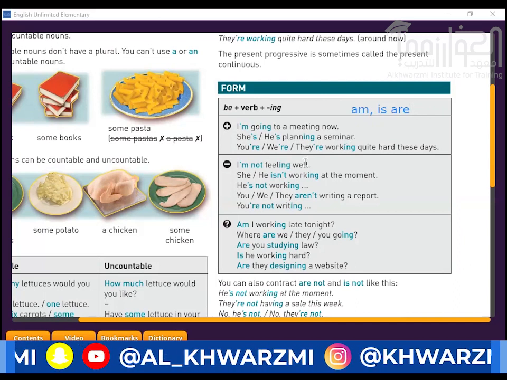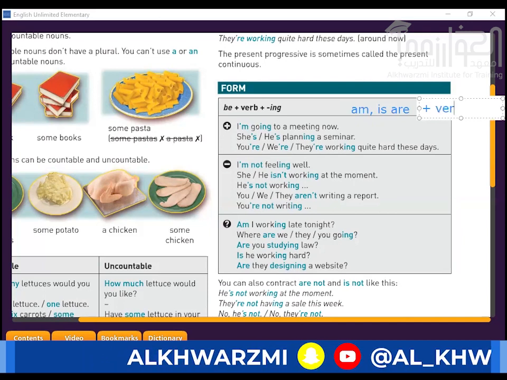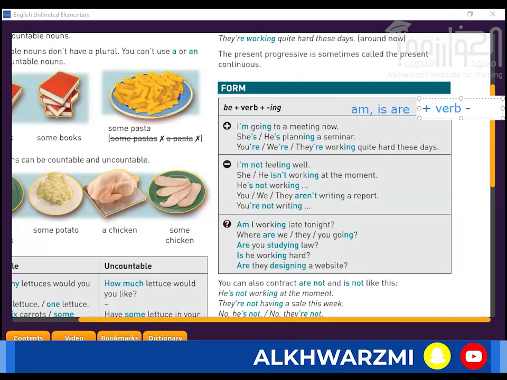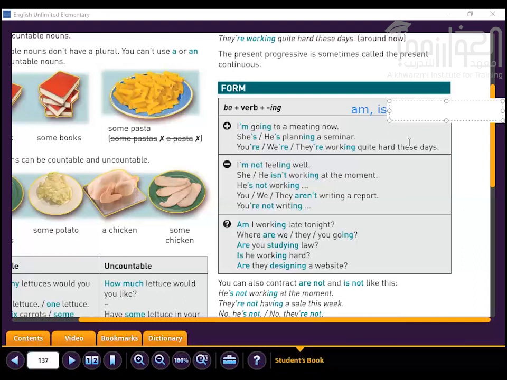So let's add the rest. So we have this with the verb, and then we add ing, i-n-g. So this be should be am, is, or are. Okay, so we have am, is, and are with the verb and ing. So don't forget, this be should be am, is, are. The be can take other forms like was and were, and then been. We are not talking about all this, only the present. That's why we say present progressive or present continuous. Am, is, are with verb and then with ing.